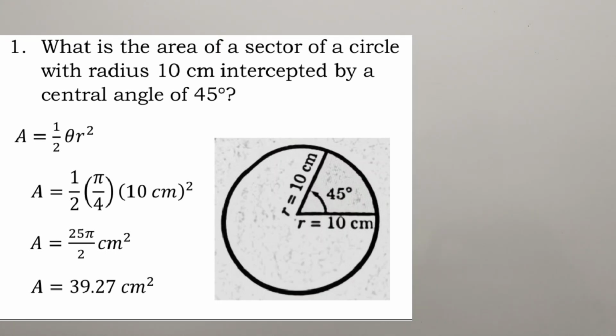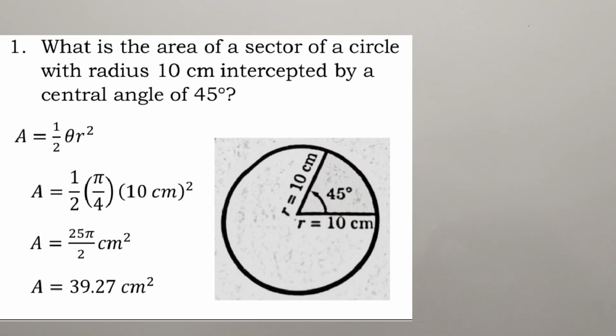We will now proceed to the problems involving the area of the sector. For the first problem, what is the area of the sector of a circle with radius 10 cm intercepted by a central angle of 45 degrees? So you have the formula area equals 1/2 theta r squared. Remember, the theta, the angle, should be in radian measure.